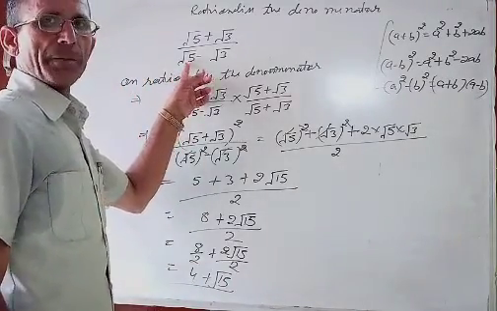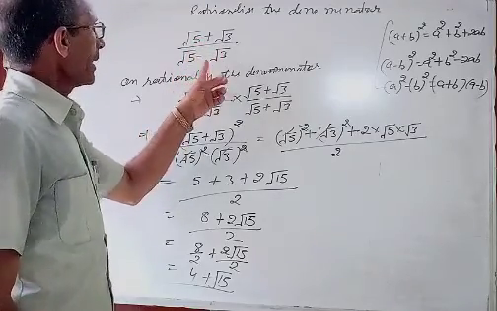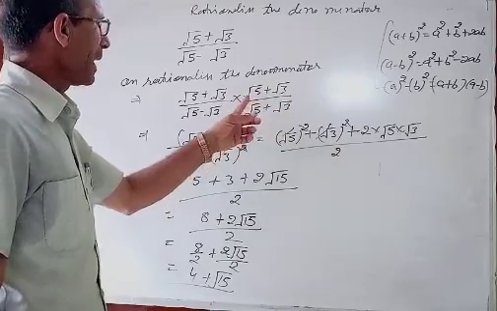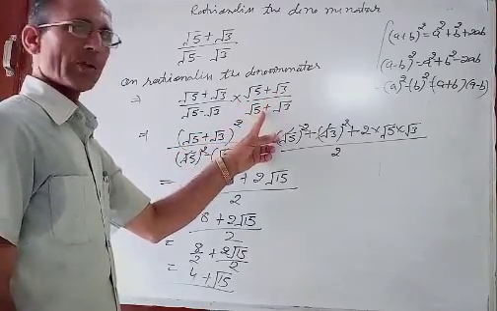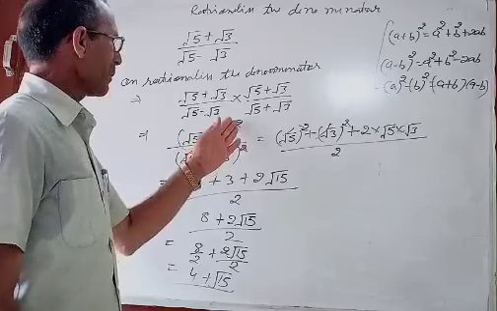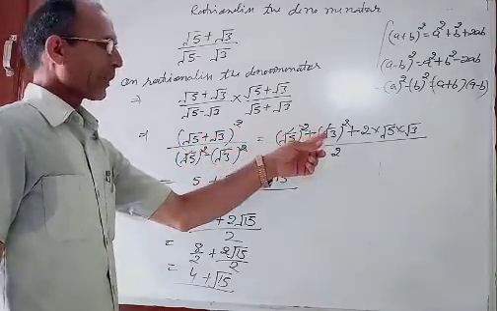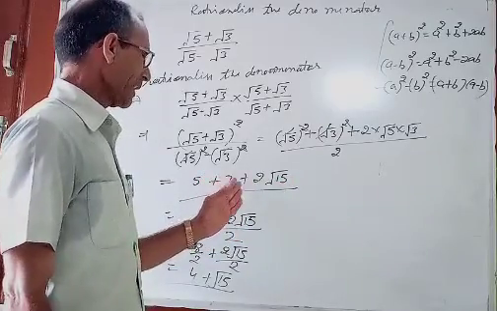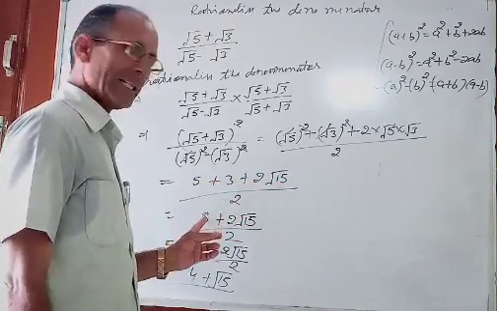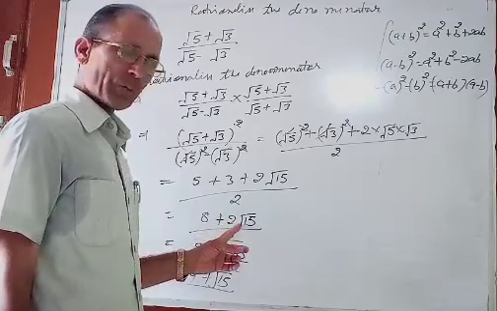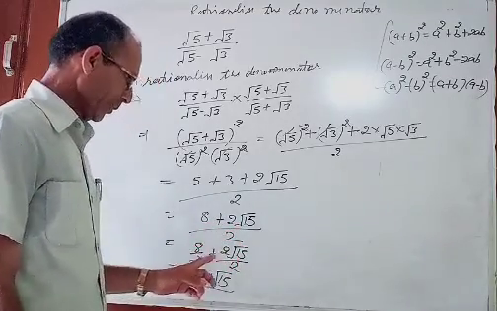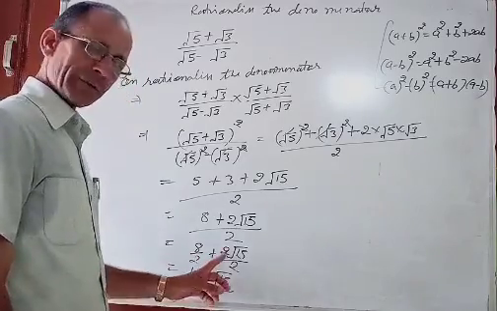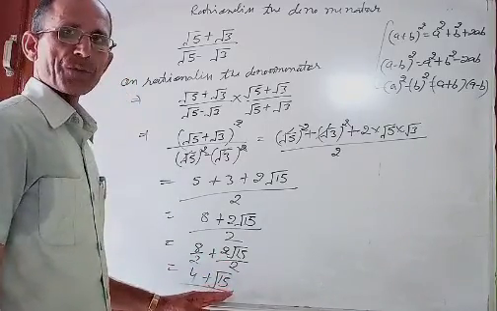Once again I am repeating. Rationalize the denominator means change the sign, multiply and divide. Root 5 plus root 3 by root 5 plus root 3. A plus b whole square is a square plus b square plus 2ab, over 2. So 5 plus 3 is 8, plus 2 root 15, by 2. 8 by 2 plus 2 root 15 by 2, the 2 cancels, so 4 plus root 15.